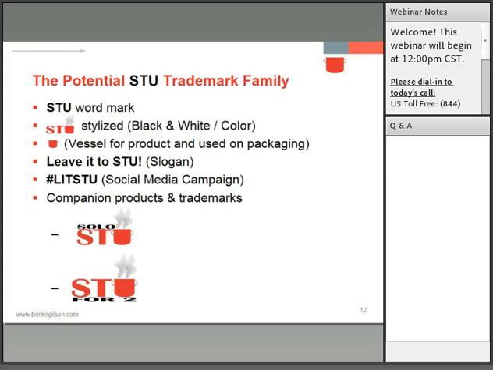Another consideration is the necessity of filing for the solo STU and STU for 2 marks. Are these so important to the client that they're worth protecting individually? Or is the client better off using the trademark registration symbol in connection with its registered STU mark and adding in the word solo or words for 2 at a later date?